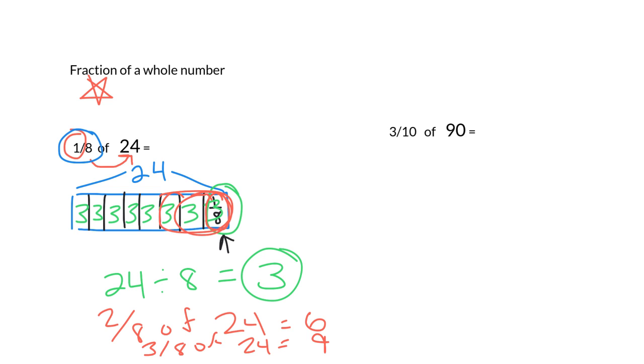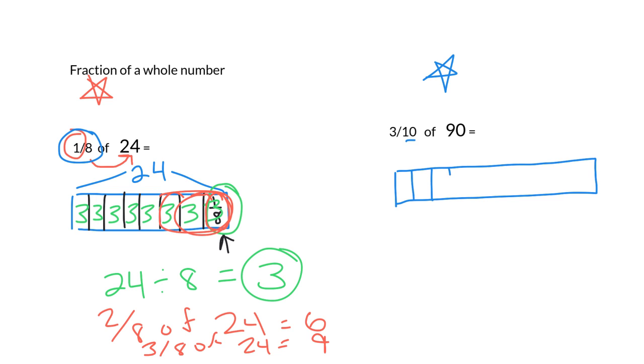So we're going to use that logic over here. We're going to now find 3/10 of 90. So again, you could think that a bar model would be helpful. You could use a number line as well. And you would be breaking this into 10 sections, but drawing 9 lines. So 1, 2, 3, 4, 5, 6, 7, 8, 9.